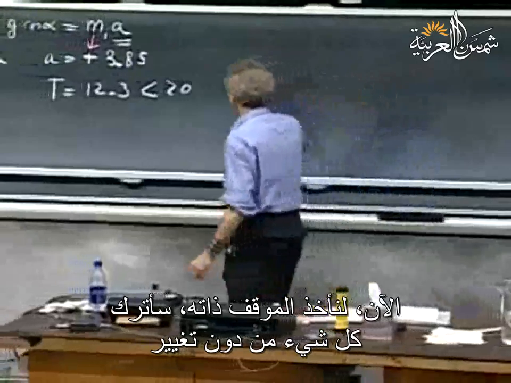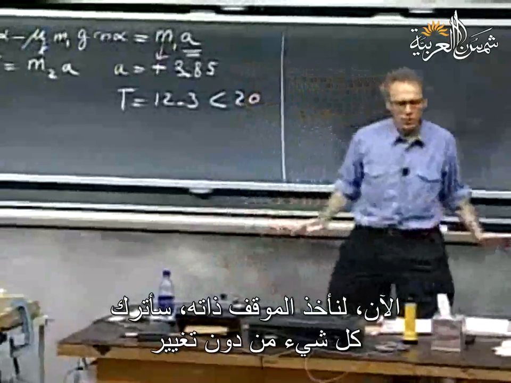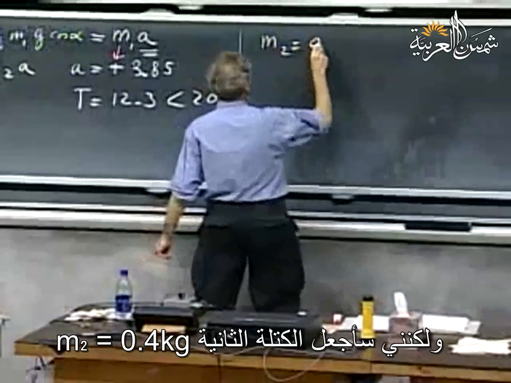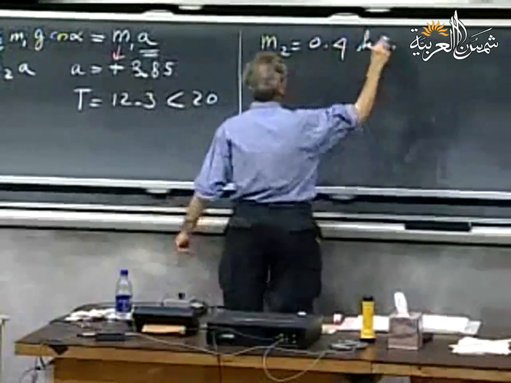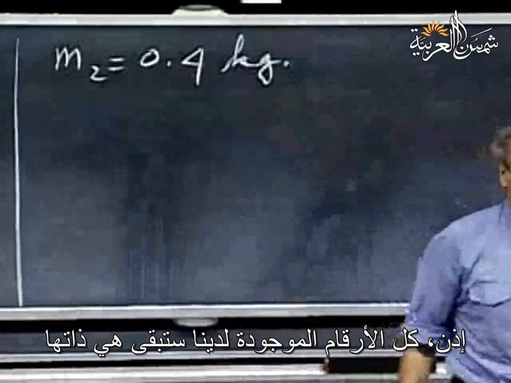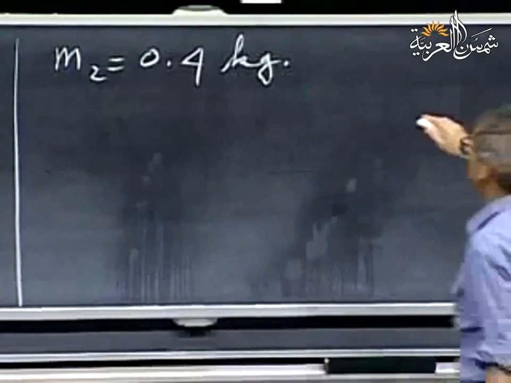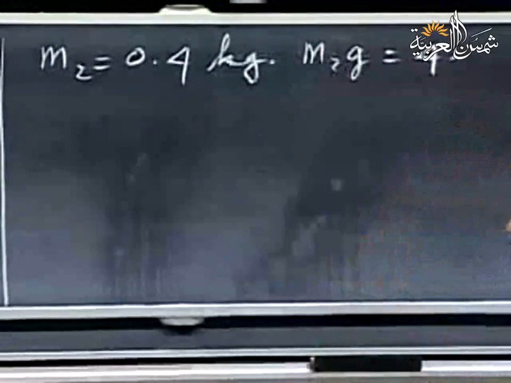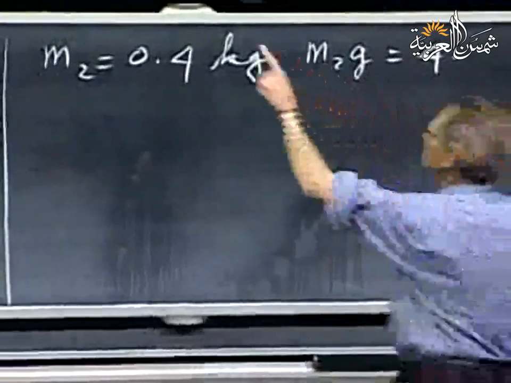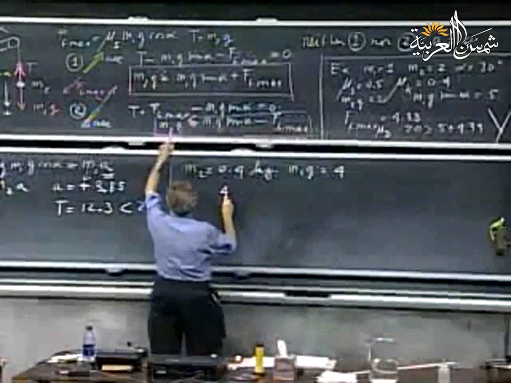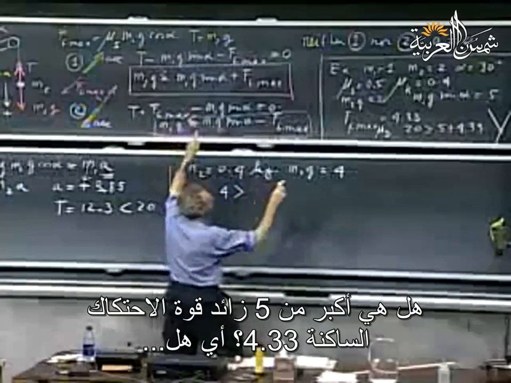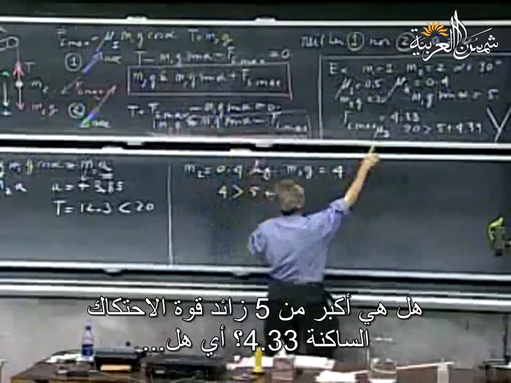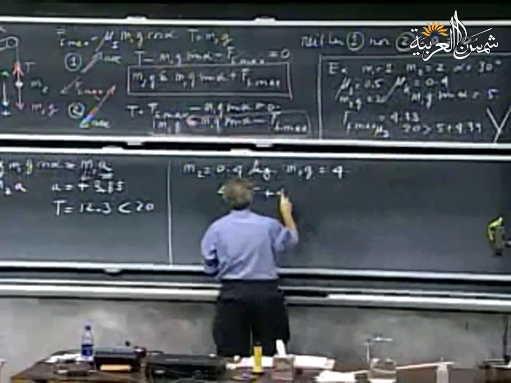Now, we take the same situation. I leave everything unchanged, but I make the second mass, m2, 0.4 kilograms. So now all the numbers remain the same that we have there, except that m2 g now becomes 4. Now I'm going to test again. Is m2 g, which is 4, larger than 5 plus the static frictional force, 4.33?